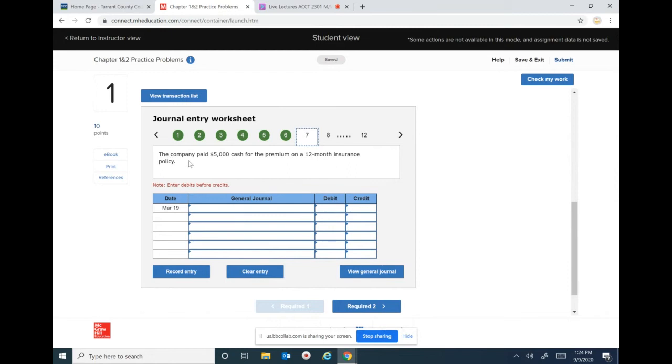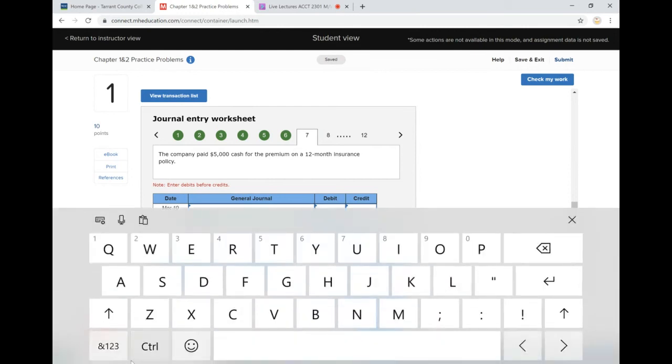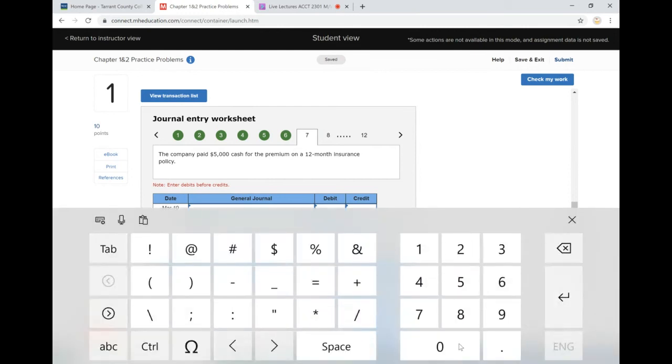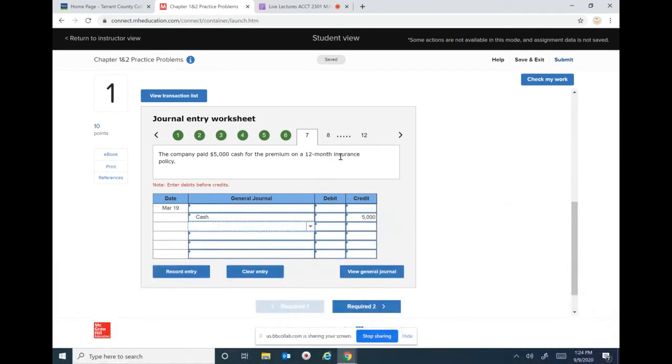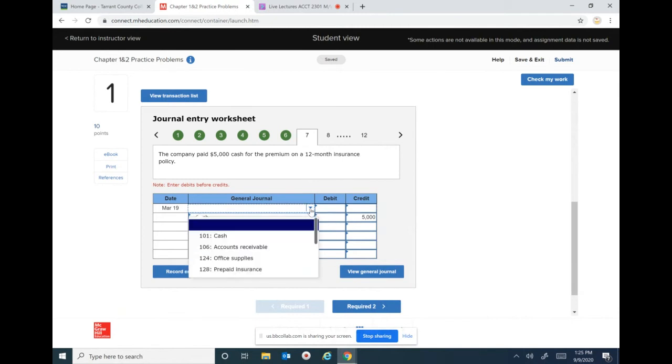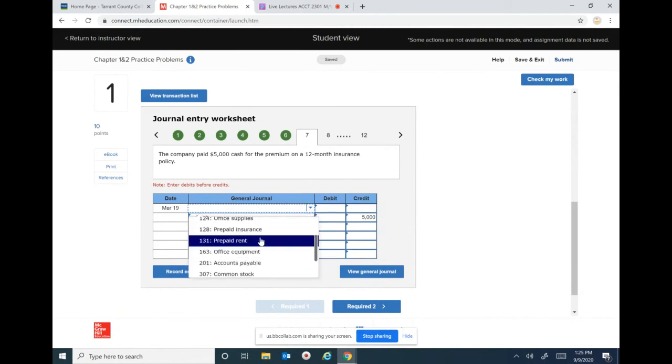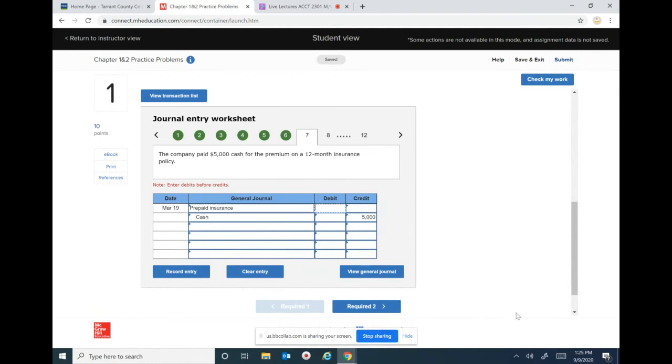We are on transaction 7. The company paid $5,000 cash for the premium on a 12-month insurance policy. This again is a prepayment. I know that I have to credit the cash account for the amount, $5,000. And I know that because this is a prepayment, this will be classified as a prepaid expense or a current asset. I need to debit prepaid insurance, not rent, but insurance for the $5,000.